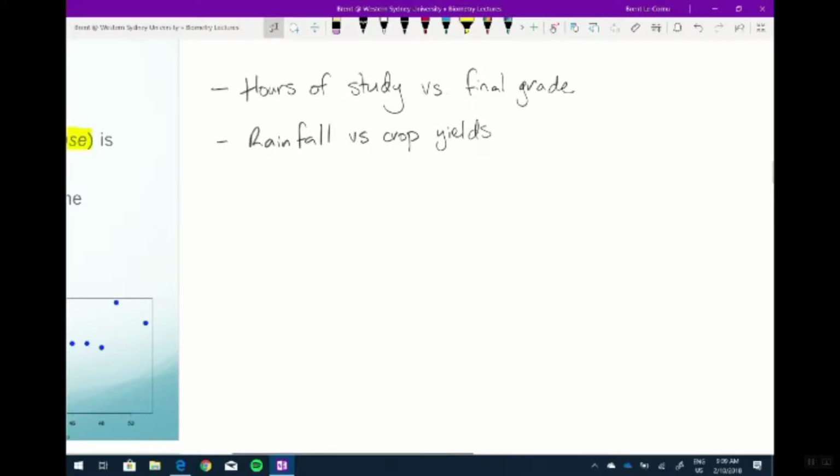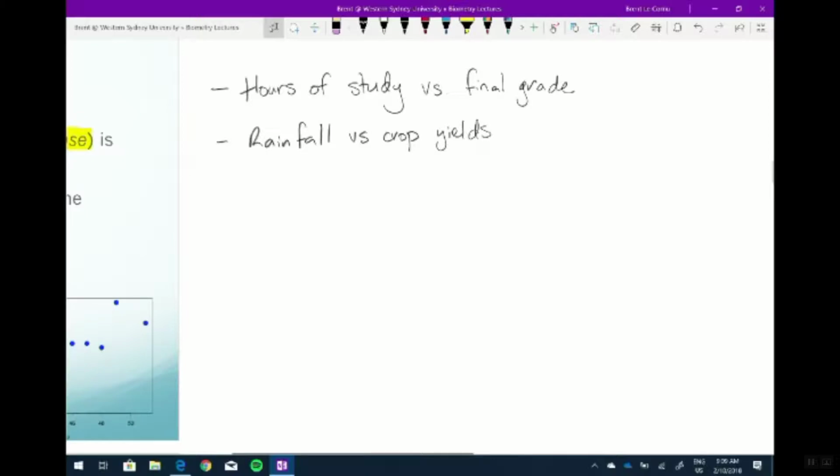Rainfall versus crop yields, pretty much the same thing. Rainfall is, again, a quantitative variable. I'd measure it in millimeters. That's the standard in meteorological circles. How much rainfall did I get versus how much crops I grew at the end, measured in whatever, tons or something like that. The rainfall should explain or predict the crop yields, okay?